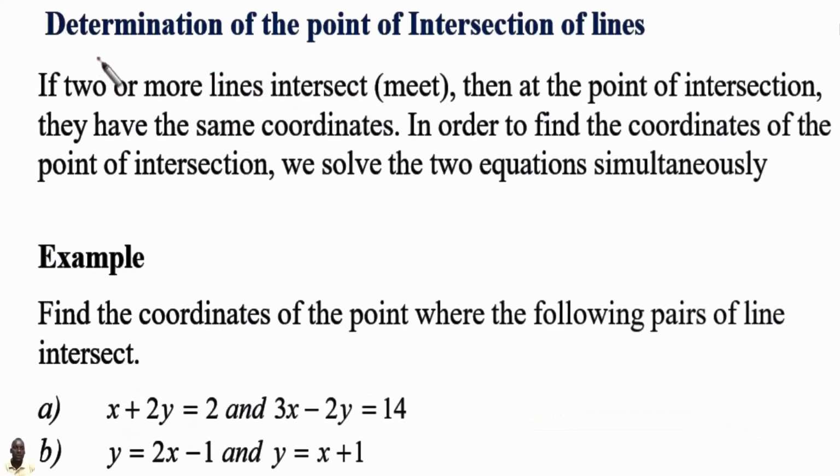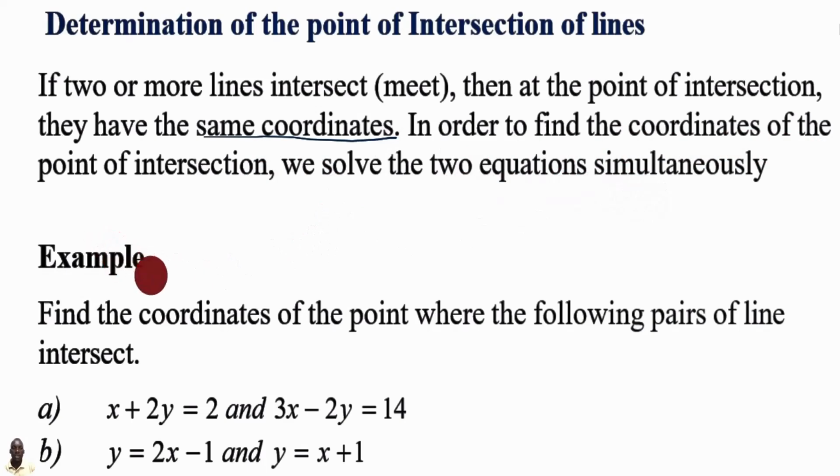In this video, we are going to learn how we determine a point of intersection of lines. Let us now dive in. We're saying that if two or more lines intersect or meet, then at the point of intersection, they have the same coordinates. It's very important to know that. So when they intersect, they have the same coordinates. In order to find the coordinates of the point of intersection, we solve the two equations simultaneously.